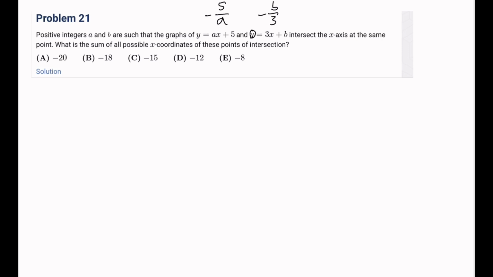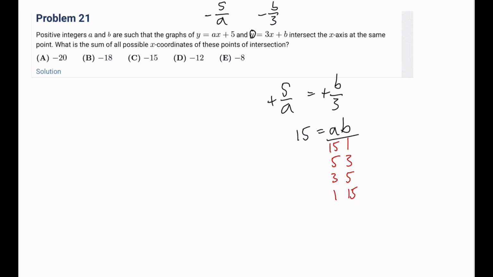And so since they intersect the x-axis at the same point, minus 5 over a and minus b over 3 have to be the same. Minus 5 over a equals minus b over 3, and the negatives cancel, that makes it the same thing. So if we cross multiply, 15 equals ab. And so the only restriction we have on a and b is that they are positive integers, right? And so from this, if a is 15, b is 1. If a is 5, b is 3. If a is 3, b is 5. If a is 1, b is 15.